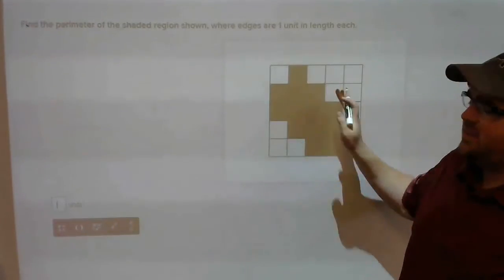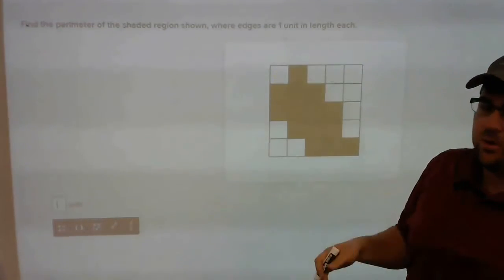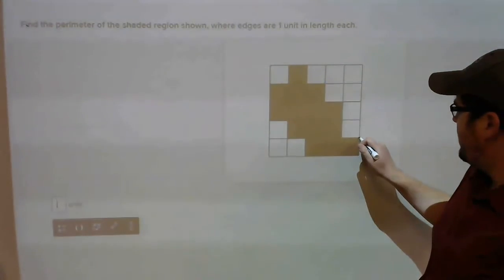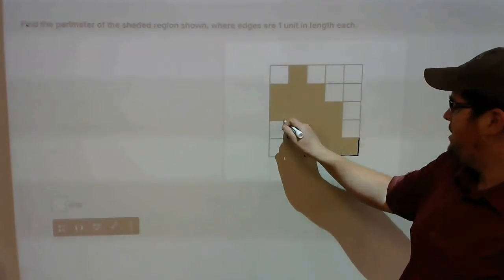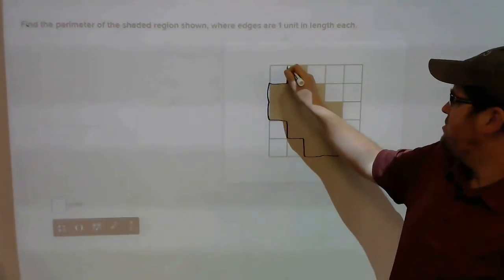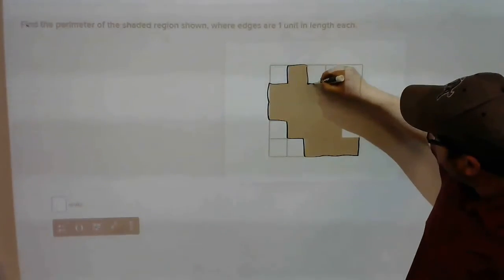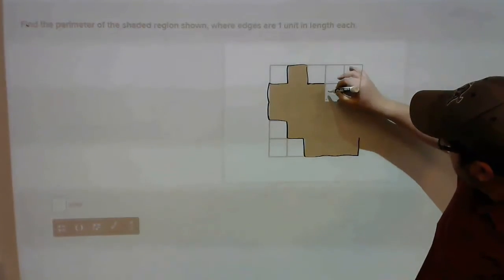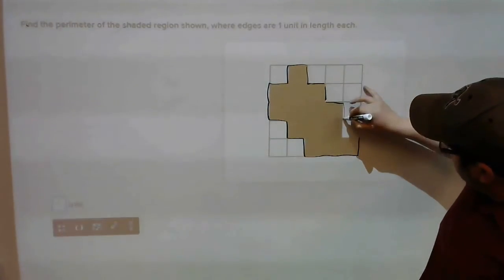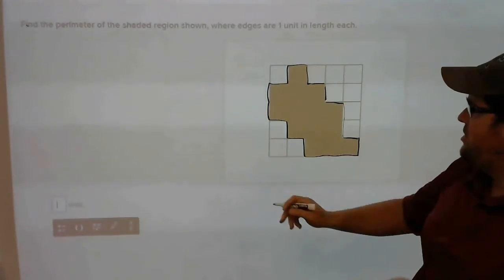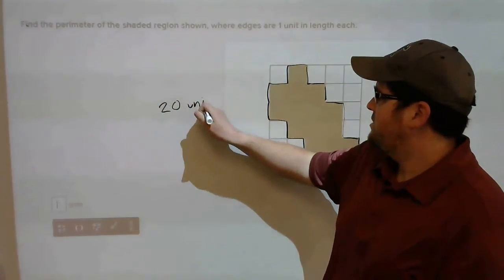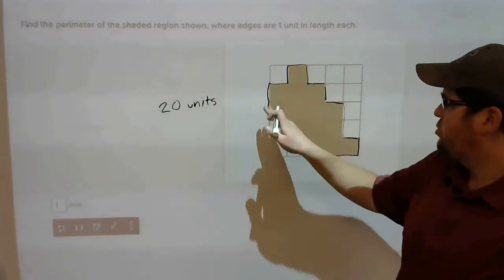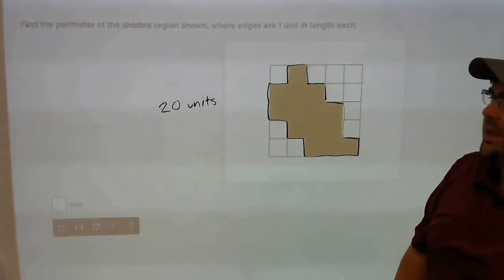With labeling the sides, it can get a little counterproductive, so you can just count them. I'm just going to start here. 1, 2, 3, 4, 5, 6, 7, 8, 9, 10, 11, 12, 13, 14, 15, 16, 17, 18, 19, 20. So for this shape, the perimeter is 20 units. It's 20 units to go around the whole length of the outside.